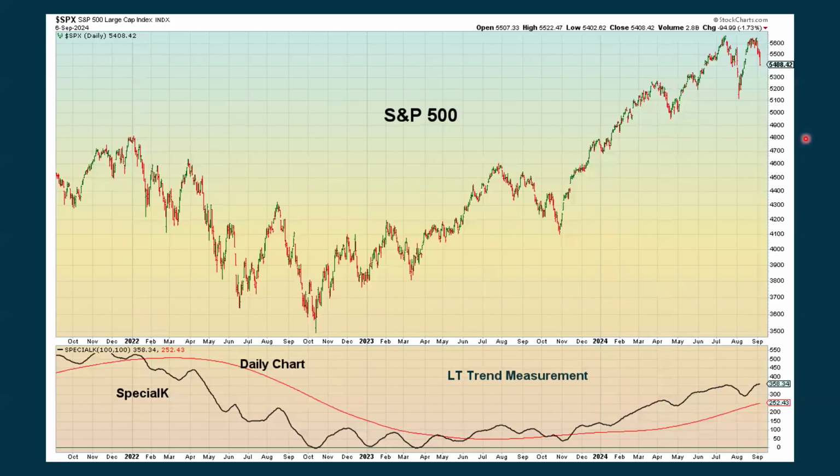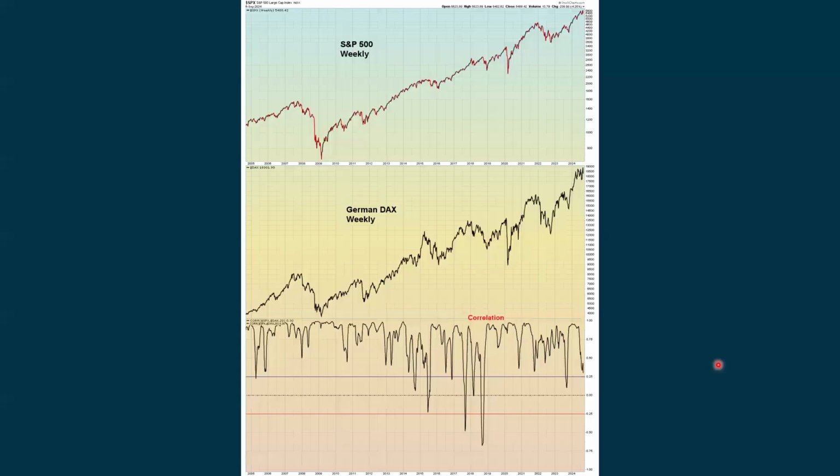And then we have a long-term oscillator here called the Special K, and this doesn't trigger signals very often. That's when we cross above the moving average, or the red line here. We crossed above this back in late 2023, and we've been above it ever since. That's why I don't show this chart, because it just doesn't change all that much.